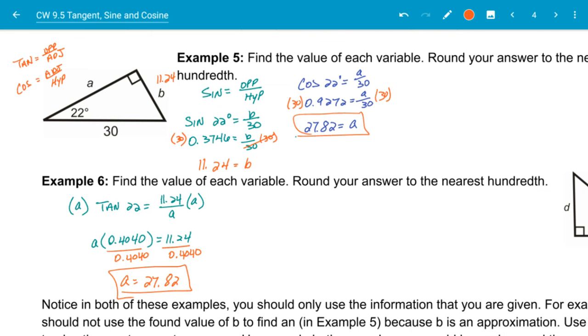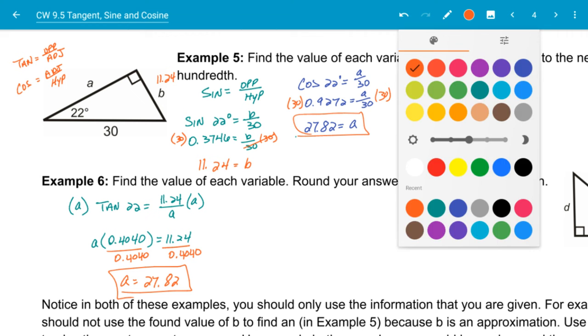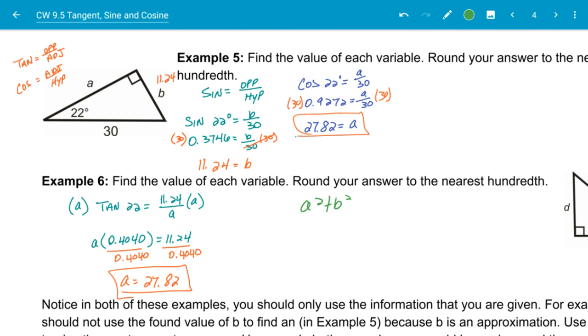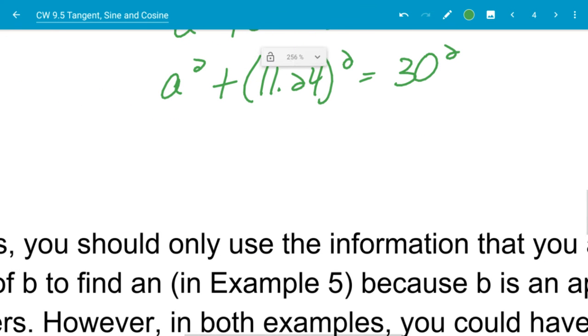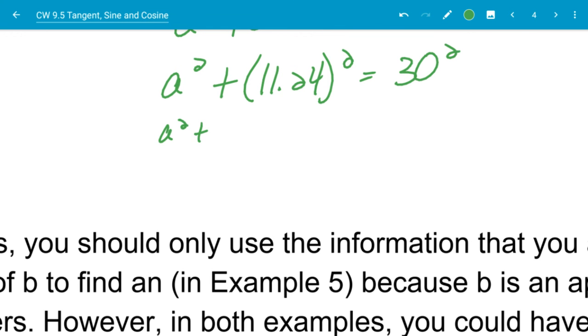And even if I use my Pythagorean theorem, which is, let's flip to a different color here, a squared plus b squared is equal to c squared. I don't know what a is, so that's a squared, plus b squared, which is 11.24 squared, is equal to c squared, which is 30 squared. So 11.24 squared, and that is a plus sign, not an equal sign, that is 126.34, is equal to 30 squared, which is 900.